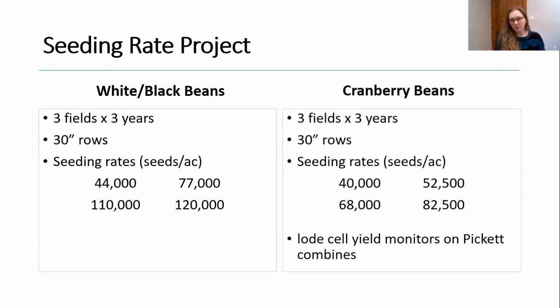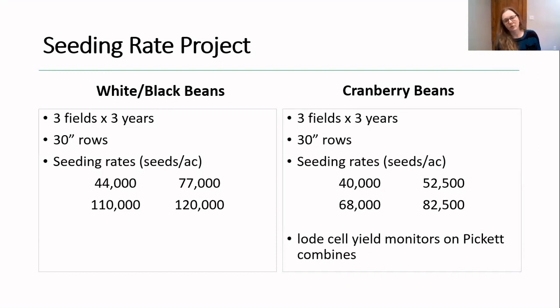Okay, and then similarly on the cranberry bean side, we use very low seeding rates of 40,000. There were actually a few 30,000 in the first year of the project. We felt that was a little bit low, so we bumped it up to about 82,500. And those cranberry bean cooperators installed aftermarket load cell yield monitors on their combines so that we could collect yield data and create yield maps.